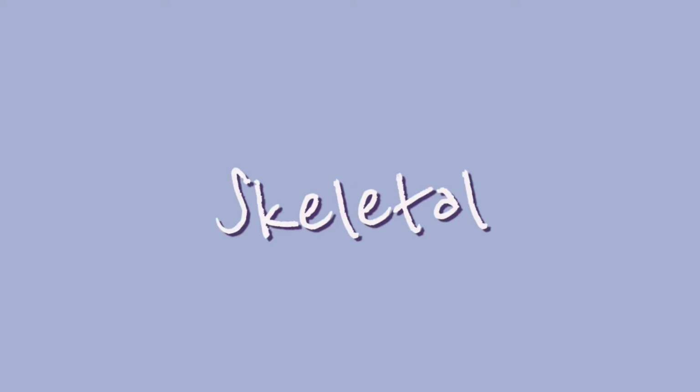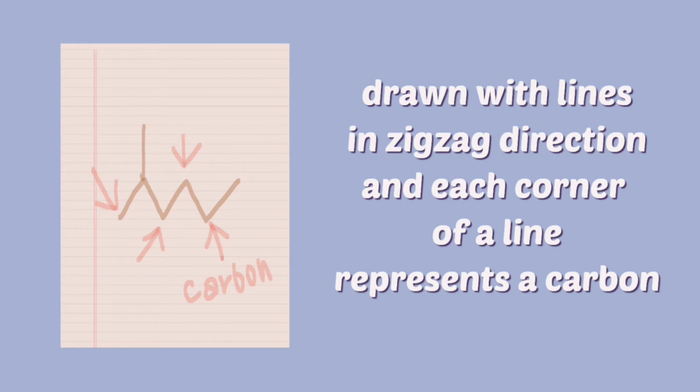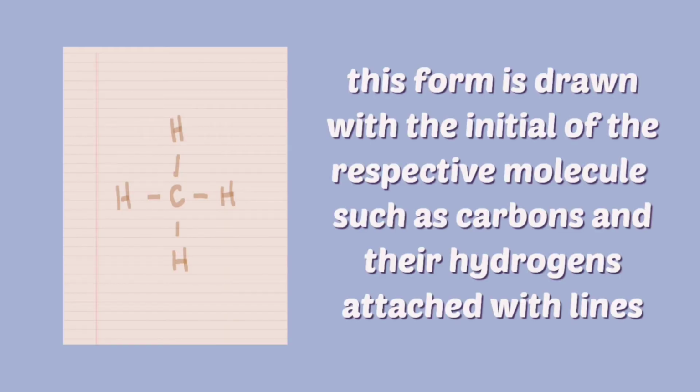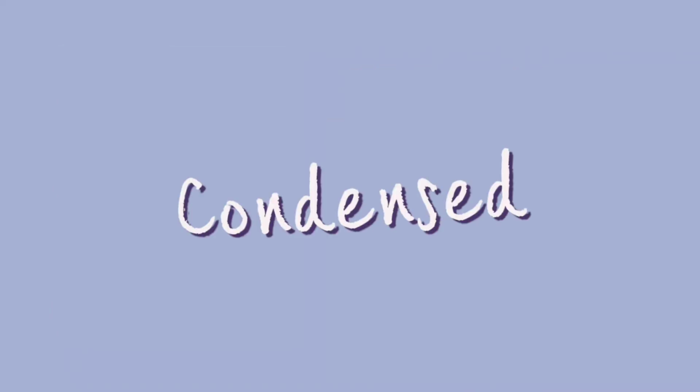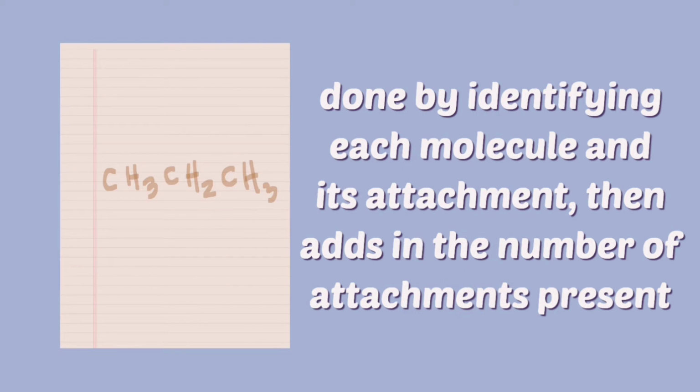Let's discuss about forms. Skeletal. This is drawn with lines in zigzag direction, and each corner of a line represents a carbon. Expanded. This form is drawn with the initial of the respective molecule, such as carbons and their hydrogens, attached with lines. Condensed. This is done by identifying each molecule and its attachment, then add in the number of attachments present.